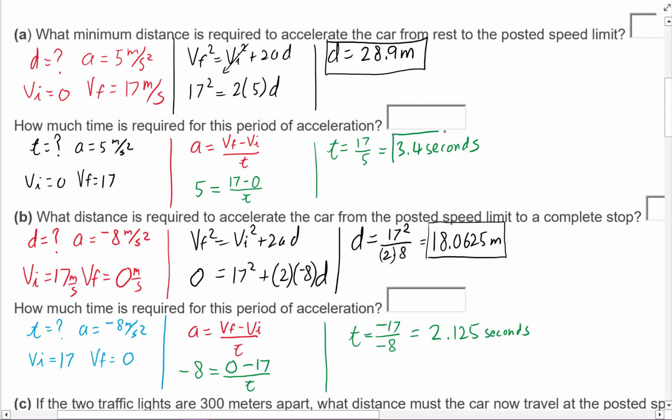So we have the time to get up to speed is 3.4, and the time to get back down to speed is 2.125. Okay.